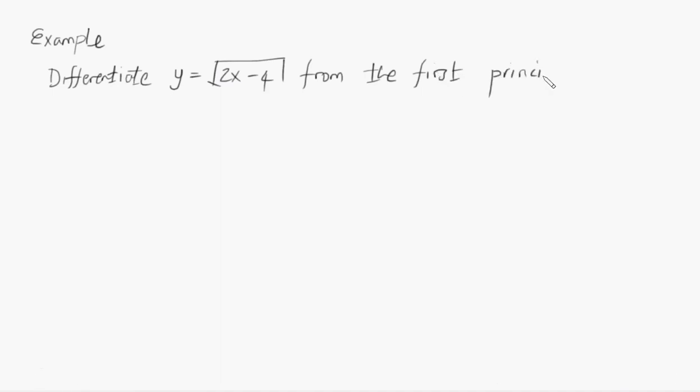Now let me just remind you how to differentiate from first principle. All you have to do is to first find delta y over delta x. This delta y is just the change in y, and delta x is just the change in x, and then you find the limit of this delta y over delta x as delta x approaches 0. Once you obtain that, you have obtained the derivative or the differential coefficient of y with respect to x. This is what we are looking for. So let's solve this one.